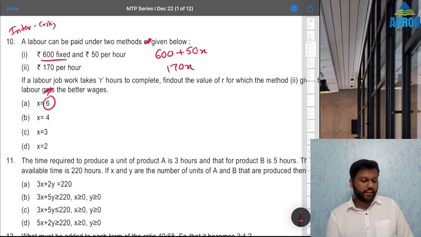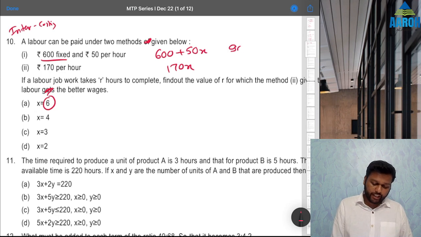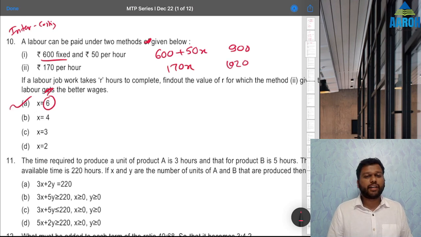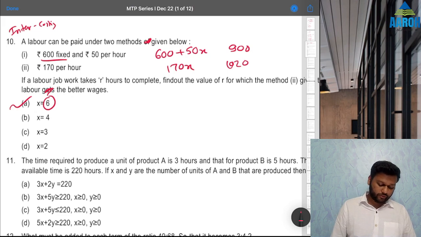So 50 into 6 plus 600. The first method gives 900 rupees, and 170 into 6 is, sorry, 1020 rupees. So A is the correct answer. No need to check anything else.